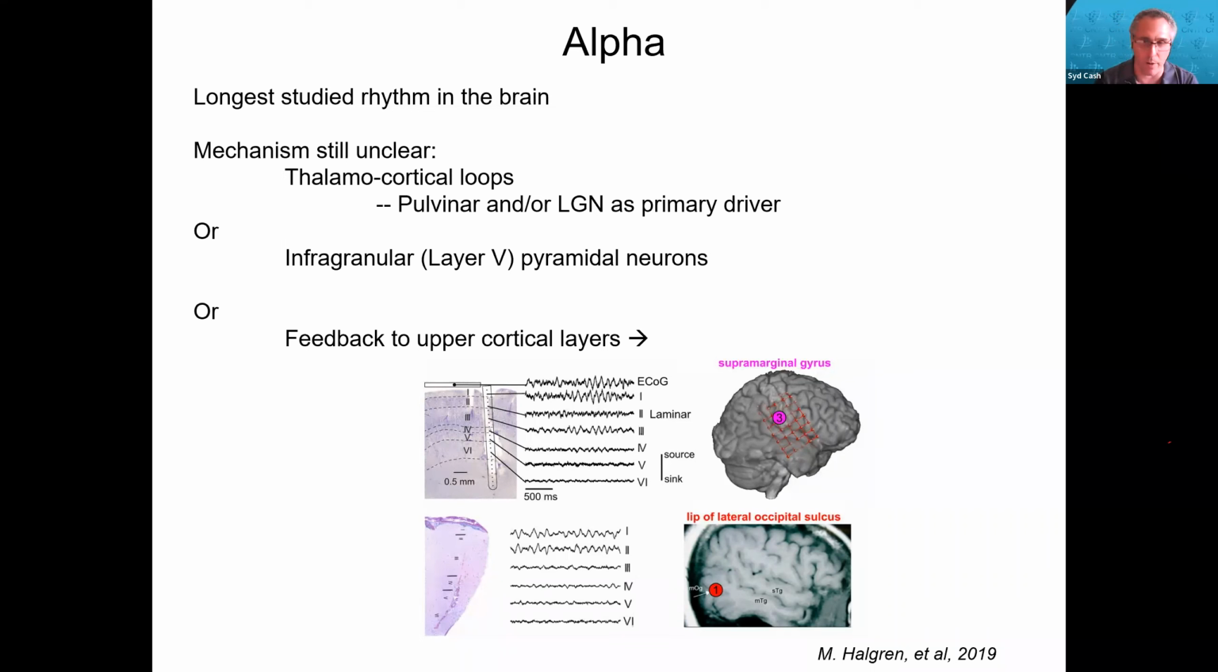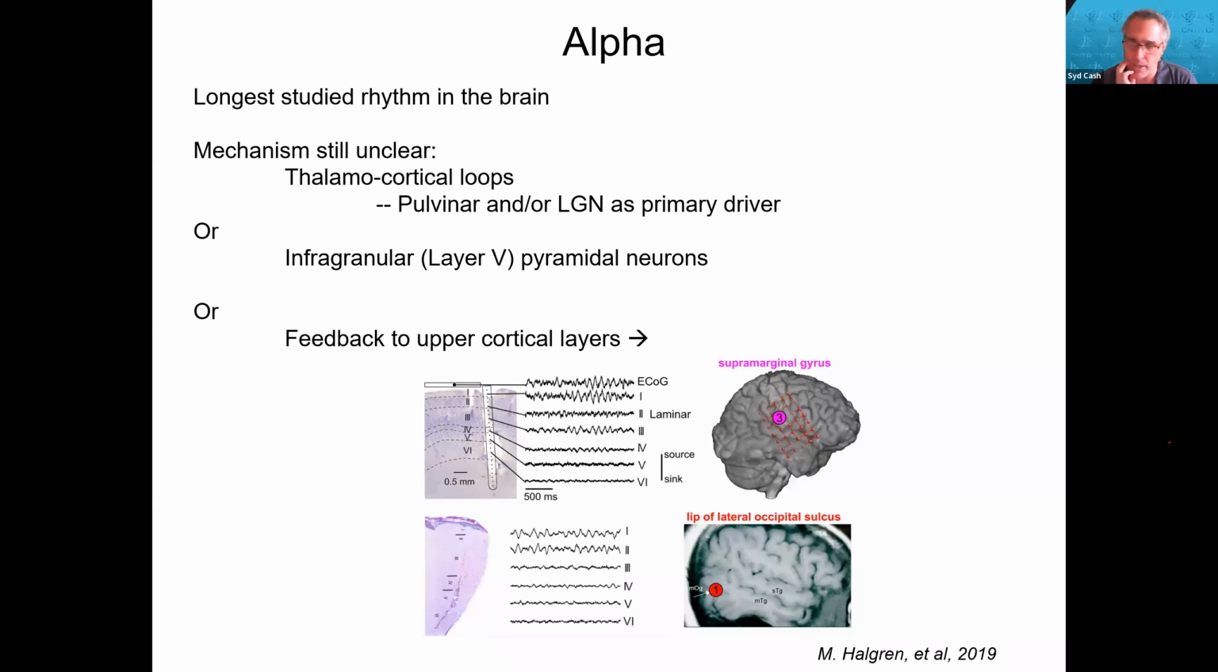I should have mentioned this at the beginning. I'll be showing some data from my lab, not because it is necessarily the best or most important, but it's some that I'm most familiar with, frankly, and lets me illustrate points. But please don't take that to mean that it's definitive in any kind of way.